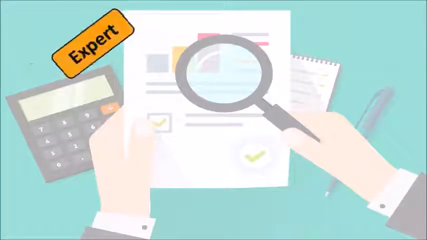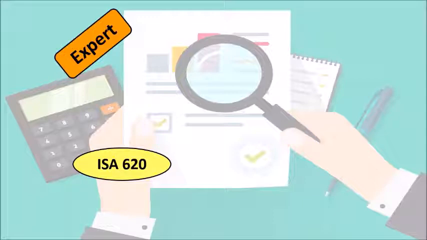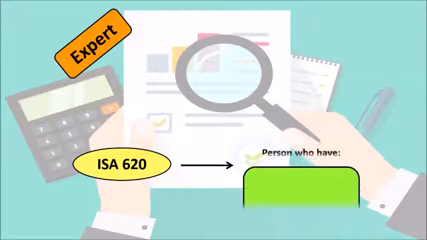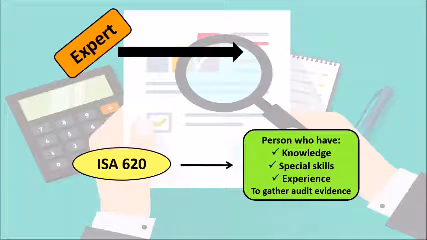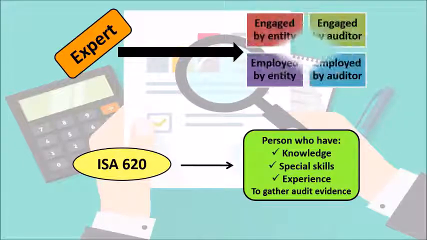Lastly, let's look into using the work of expert. Under ISA 620, it is defined that an expert is a person who has knowledge, special skills and experience in a particular field other than accounting and auditing, where it helps to gather audit evidence. An expert may be engaged by the entity, engaged by the auditor, employed by the entity or employed by the auditor.